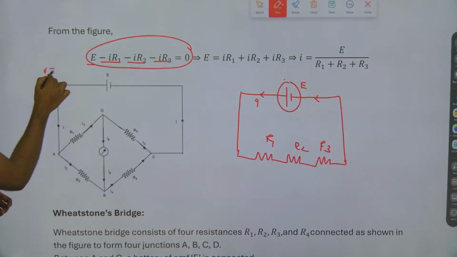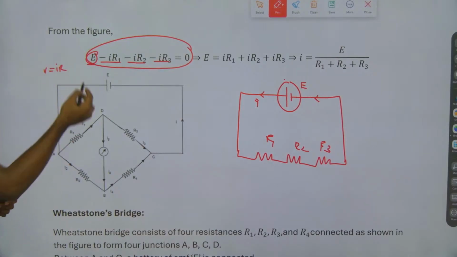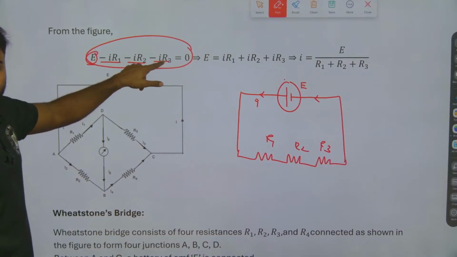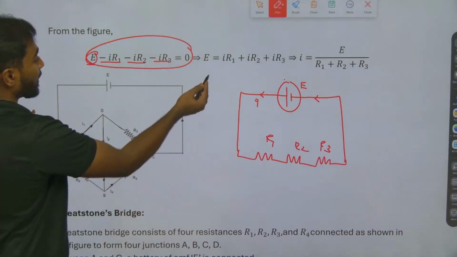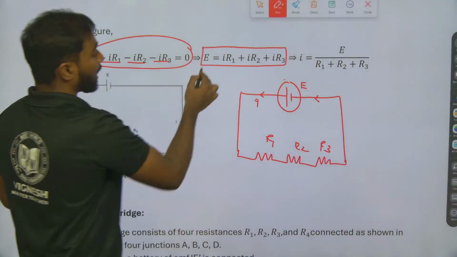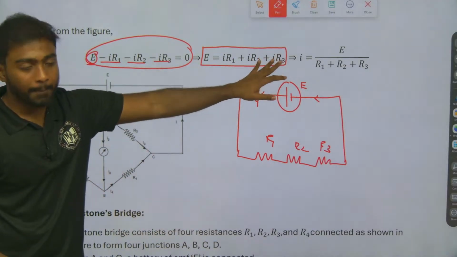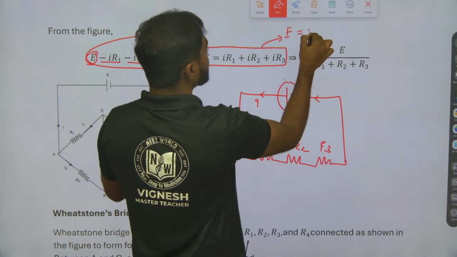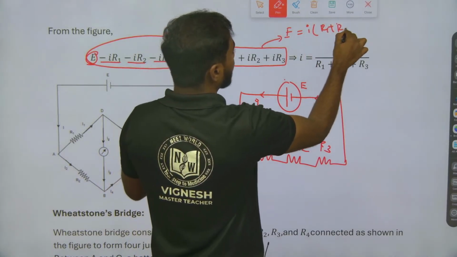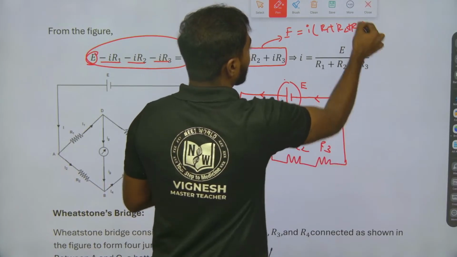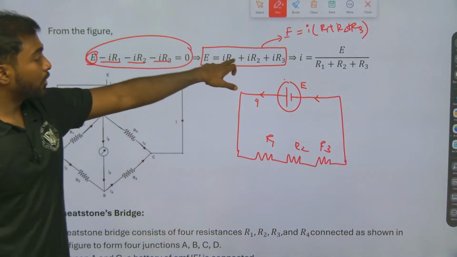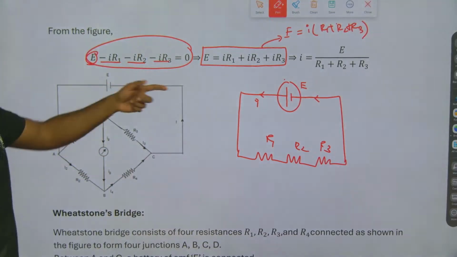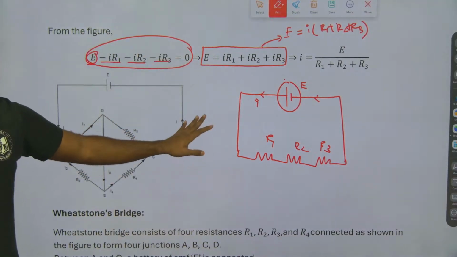We know that V is equal to IR. E is nothing but the EMF, V is nothing but the EMF only. So minus IR1 minus IR2 minus IR3 will be equal to 0. So we can write E is equal to IR1 plus IR2 plus IR3. We can take the I commonly outside, so E will be equal to I into (R1 plus R2 plus R3). If I need to find the current, I will be equal to E by (R1 plus R2 plus R3). This is how we will find the circuit equations.